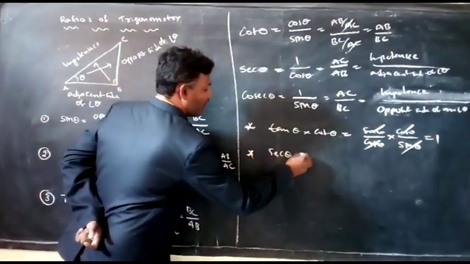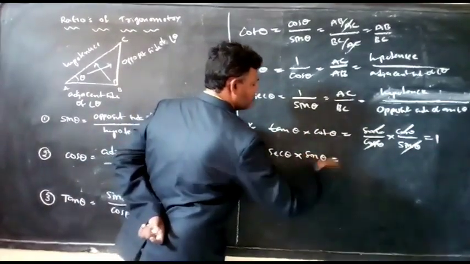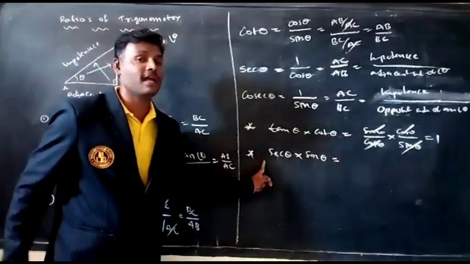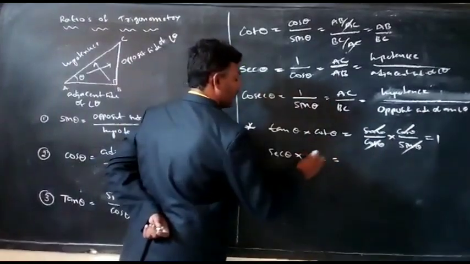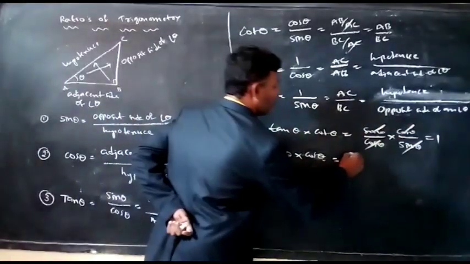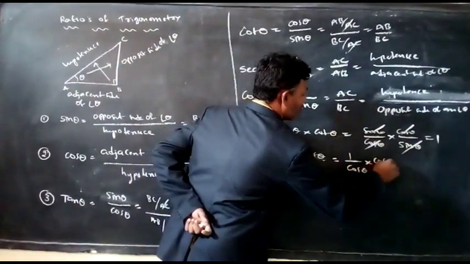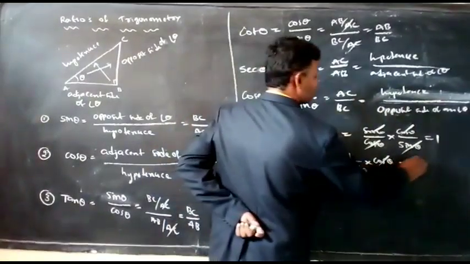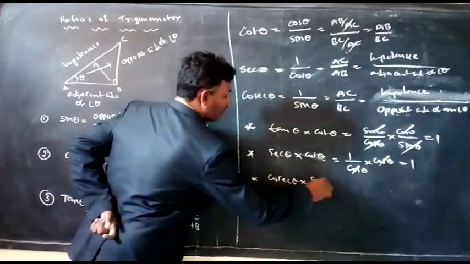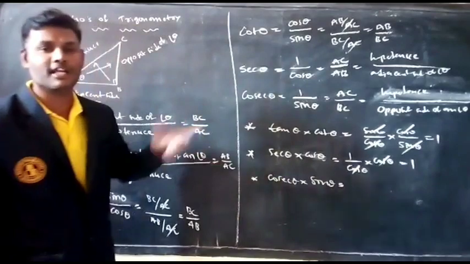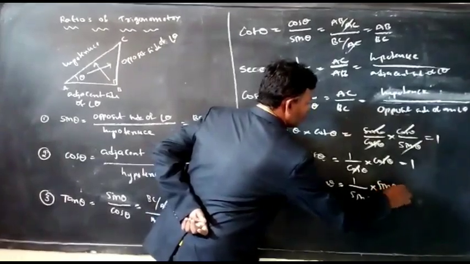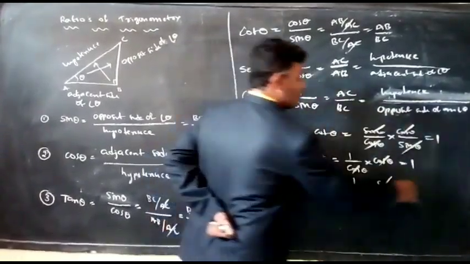Next, secant theta into cos theta. What is the value of secant theta into cos theta? Already explained, secant theta is a reciprocal of cos theta. So secant theta we can write as 1 by cos theta into cos theta. Cos theta gets cancelled. What is the answer here? 1. Next, cosecant theta into sin theta. Cosecant theta is a reciprocal of sin theta. So what can we write here? 1 by sin theta into sin theta. Sin theta gets cancelled. What is the answer here? 1.